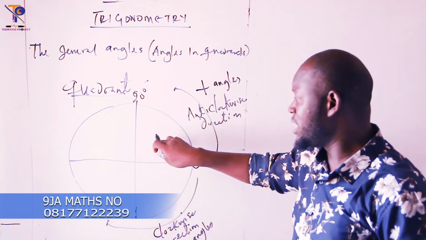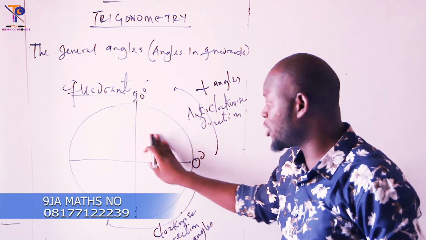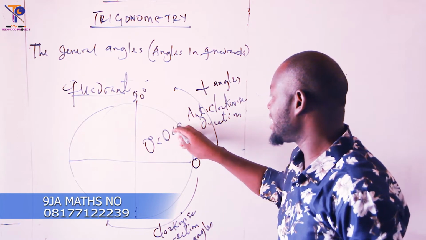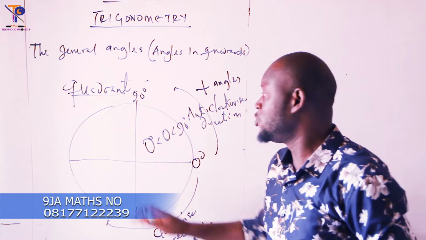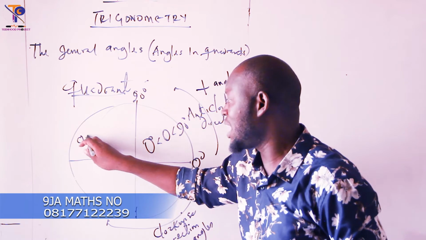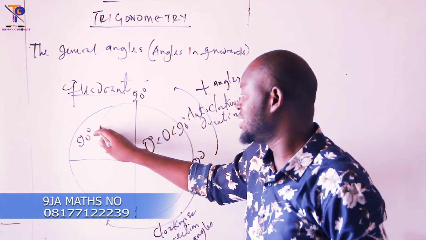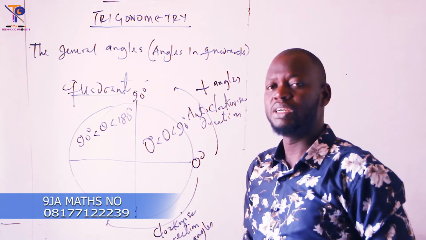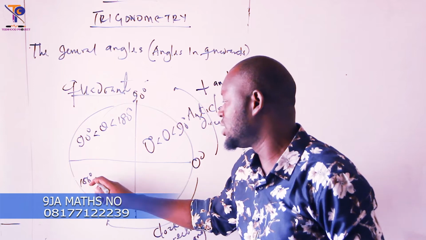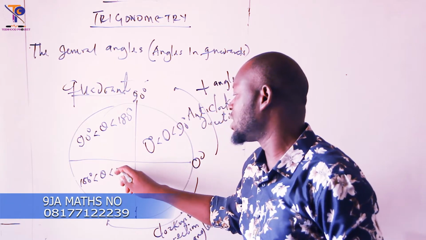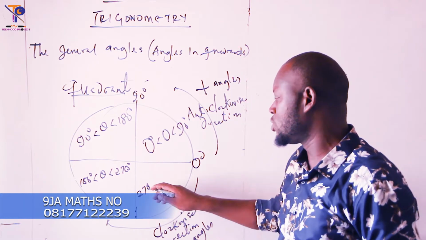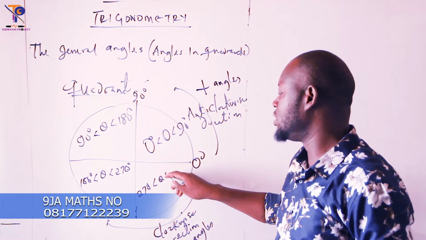So here, any angle that is around this place is not up to 90. They are greater than 0 and less than 90 degrees. You are going to be using this a lot. And any angle that is here, we call it obtuse. So any obtuse angle here is more than 90 degrees, but not up to 180 degrees. Here we have angles that are more than 180 degrees, that are not up to 270 degrees. And here they are more than 270, but they are not up to 360.